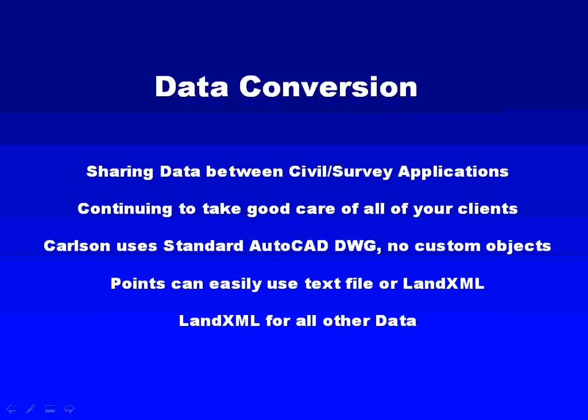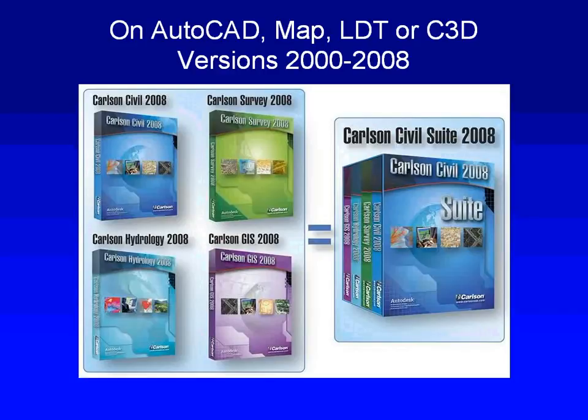Proceeding just quickly through the rest of the slides, what we're talking about here today, again, is Carlson Civil, Survey, Hydrology, GIS, 2008 versions. These all run on AutoCAD, Map, Land, or Civil 3D, versions 2000 through 2008. So whatever version of any of those platforms you have, we're all set. We also have two standalone products, Carlson Survey 2008 and Carlson Roads 2008. Those are products with an AutoCAD DWG engine, OEM, original equipment manufacturer engine built in, and those products basically function the same as what we're going to see today.